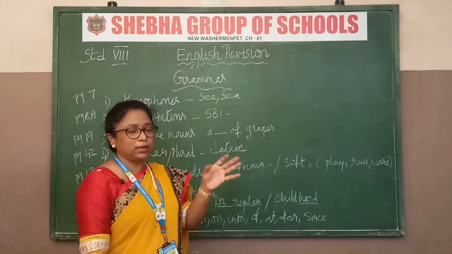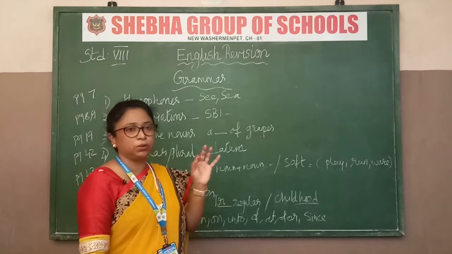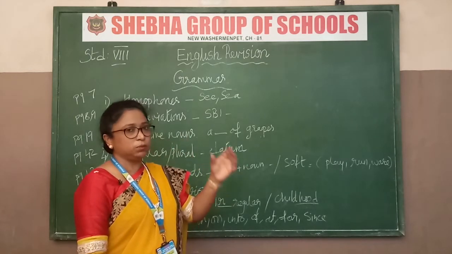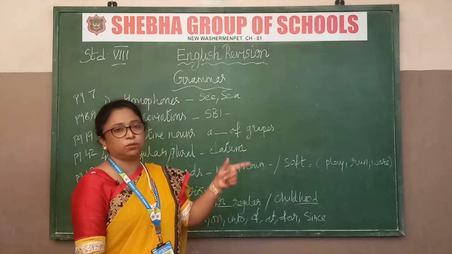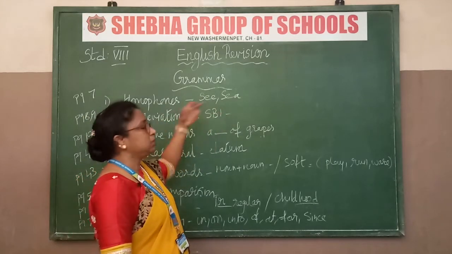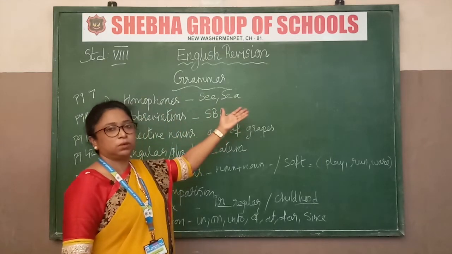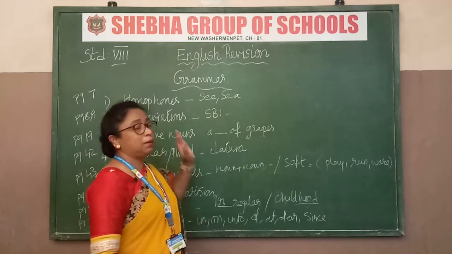What are homophones? Homophones are same-sounding words, but they have different spelling and different meaning. So a sentence will be given to you. According to the sentence, pick the appropriate word and write it. That is the way you must write. See, the sea means beach, the ocean.